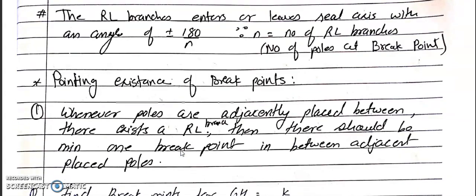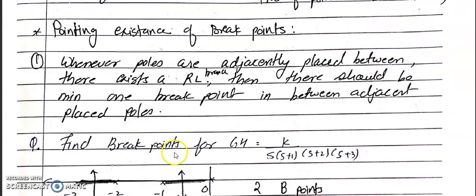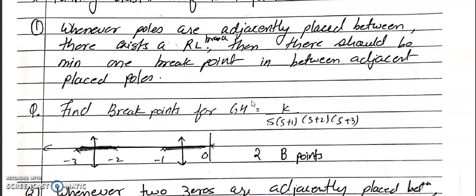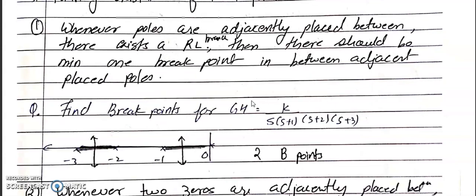So there are some points. What is point number 1? Whenever poles are placed adjacent to each other and a root locus branch exists between them, then there should be at least one breakout point between the adjacent poles. So always remember that whenever there are two adjacent poles, and root locus exists between the two poles, there is 100% one breakout point.